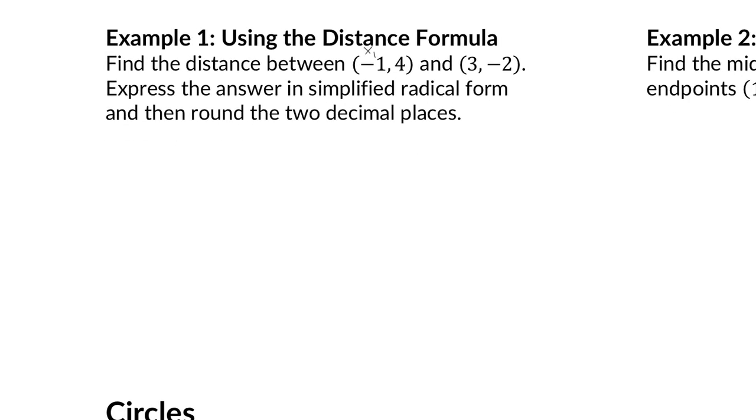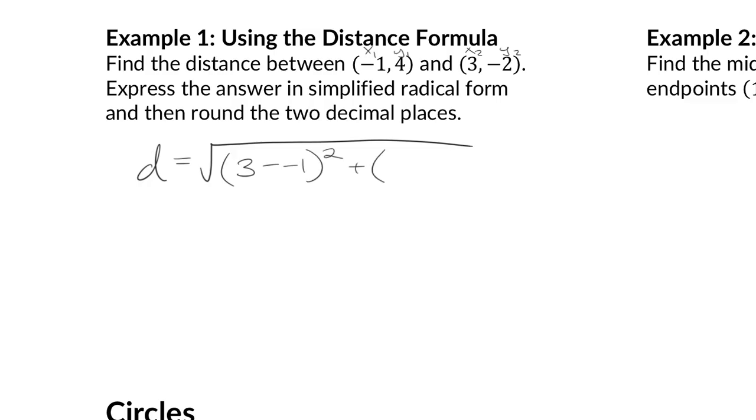if you like the concept of labeling, this is x1, y1, this is x2, y2. I know that's incredibly small. You can label these coordinate points. You don't have to, but if that's helpful for you, go ahead and label them. Then when we start to use this distance formula, it is distance equal to the square root of x2, which is 3, minus x1, which is negative 1, squared, plus y2, negative 2, minus y1, 4, squared.